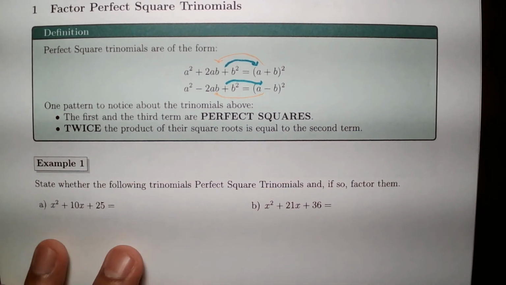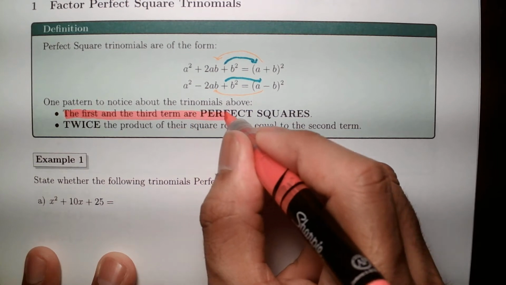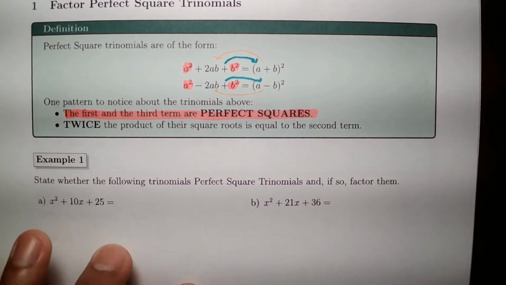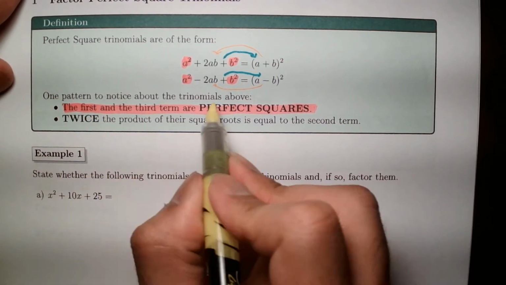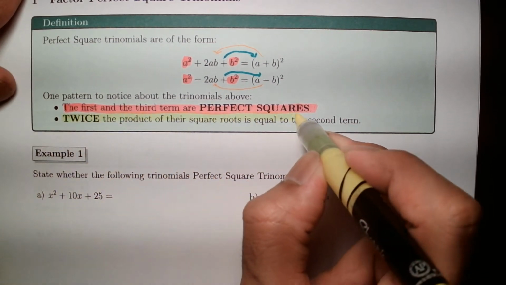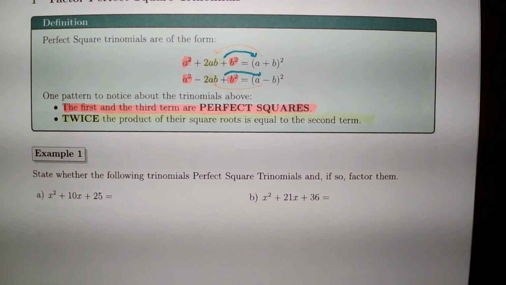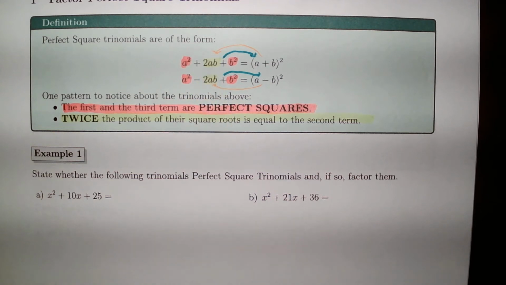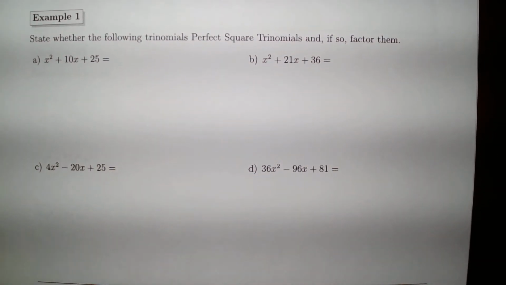One pattern to recognize is that the first and the third terms are perfect squares. That is, a and b are perfect squares. The second piece of information to recognize in the pattern is that we need to take the square roots of those two quantities, and those correspond to the middle term. When we multiply the square roots of those numbers by 2, we have to obtain the same thing. Okay, so let's look at a couple of examples to illustrate how this goes.